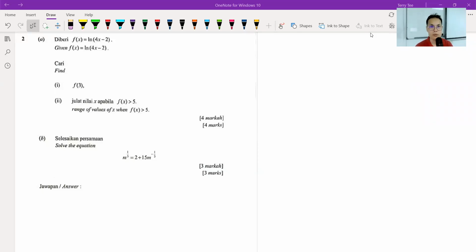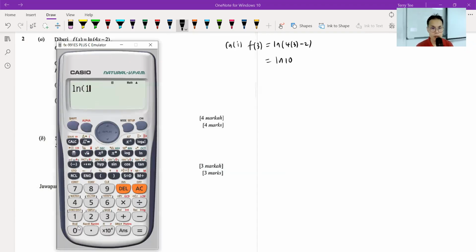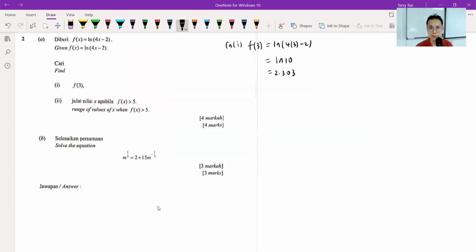Okay, question number 2. So here we have an exponential logarithmic function, we call it f(x) equals ln(4x minus 2). You're supposed to find f(3). Okay, so I'm going to do it over here. The first one is quite simple. f(3) simply means putting 3 inside your x here. So this would be ln(12 minus 2), which is ln 10. This part here we have to use a calculator. Ln 10, if you type in your calculator, you should get 2.303. For 4 SF will be 2.303.